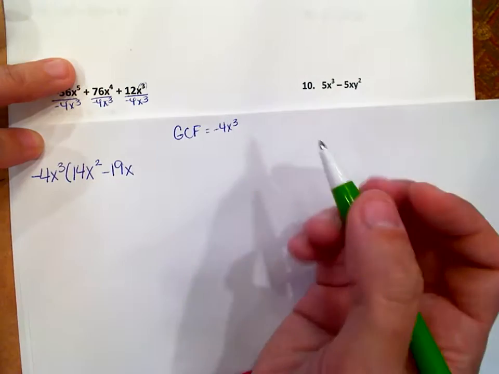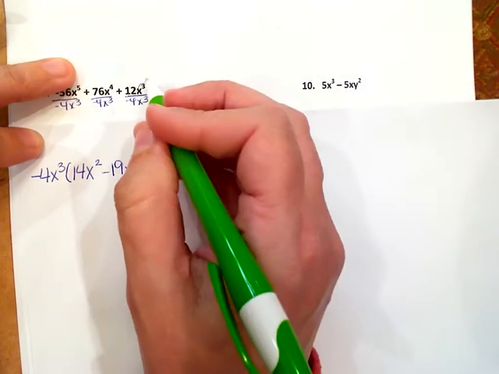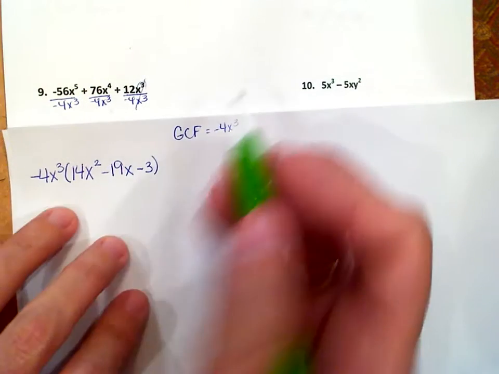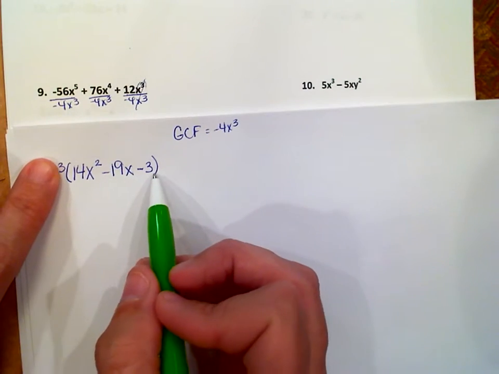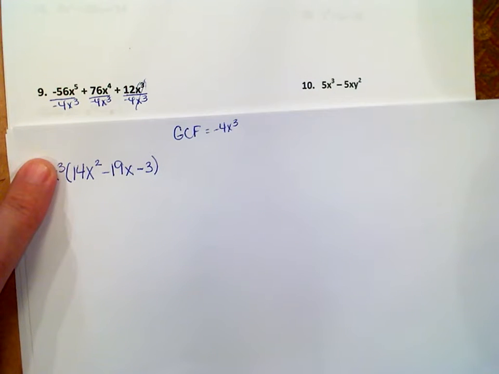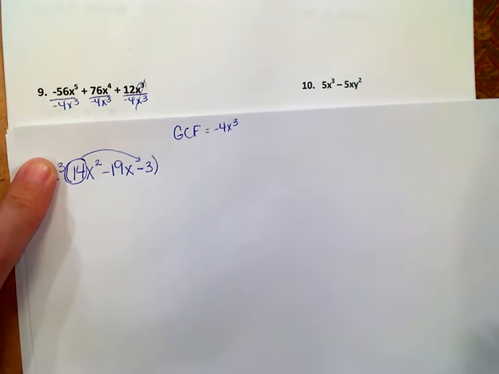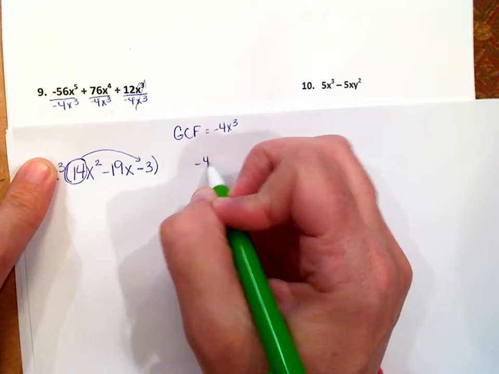And then 12 divided by negative 4 is negative 3. And your x's cancel out. So this is your trinomial that you have left that you need to factor. Since a is not 1, you're going to have to use the bottoms up method. So the first thing you're going to do is multiply 14 times negative 3. And that gives you negative 42.